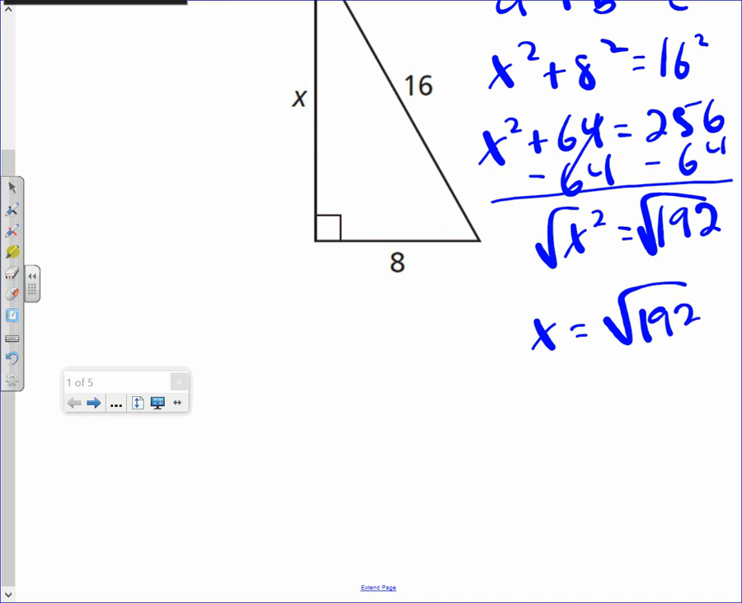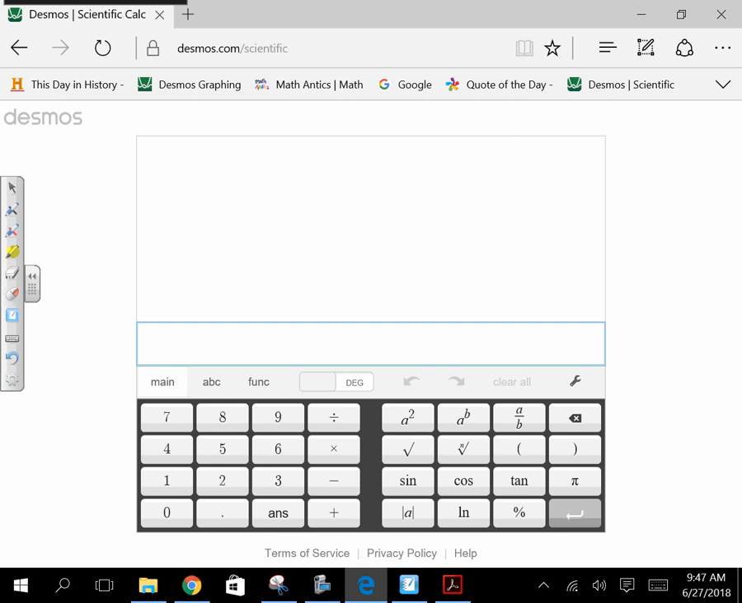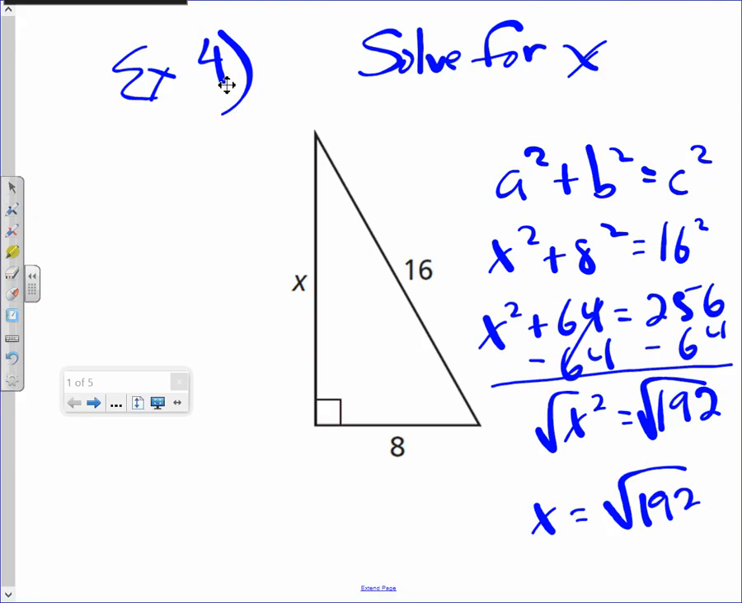I'm going to type that in my calculator to see if that's irrational or if that's a perfect square. So here's Desmos. Square root of 192, watch this. It's irrational. Notice I'll have to approximate, it'll be about 13.9 to the nearest tenth. It's an infinite decimal. But on assignment 34, I don't want infinite decimals. I don't want you to approximate. I want you to give me the exact answer.